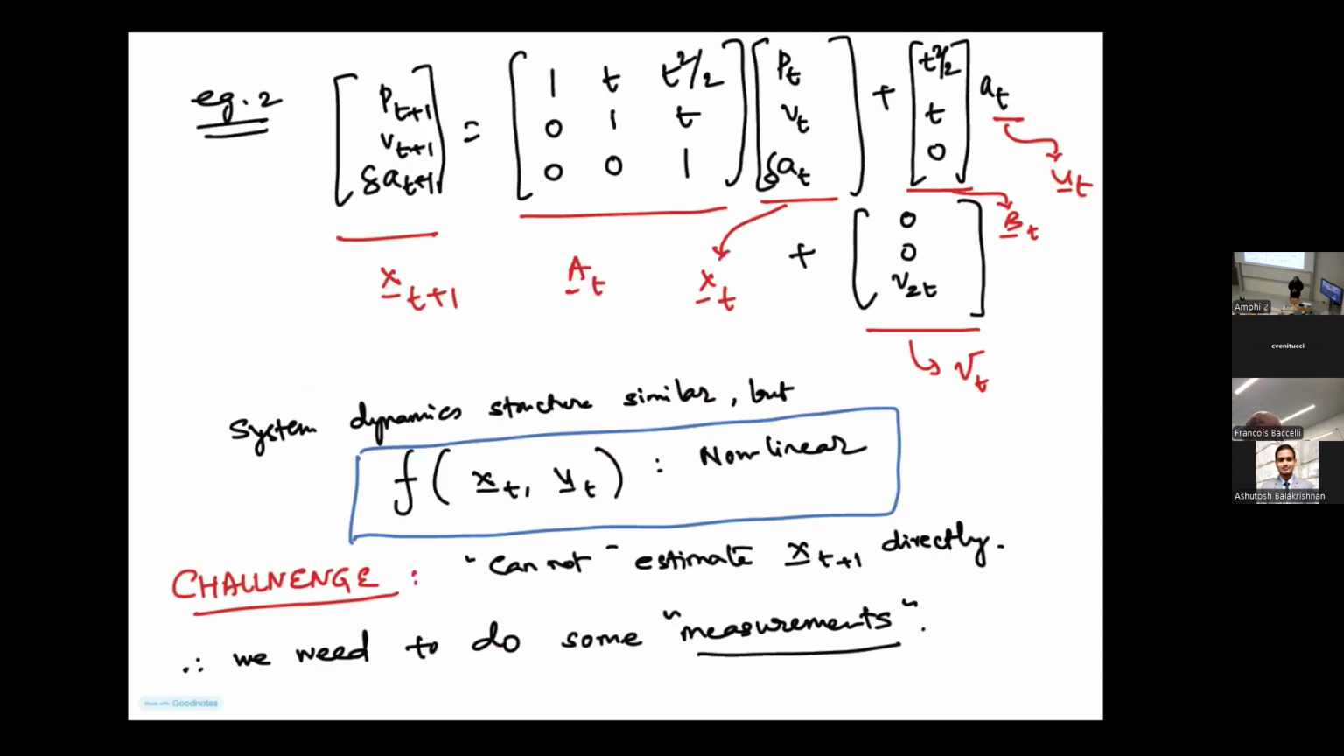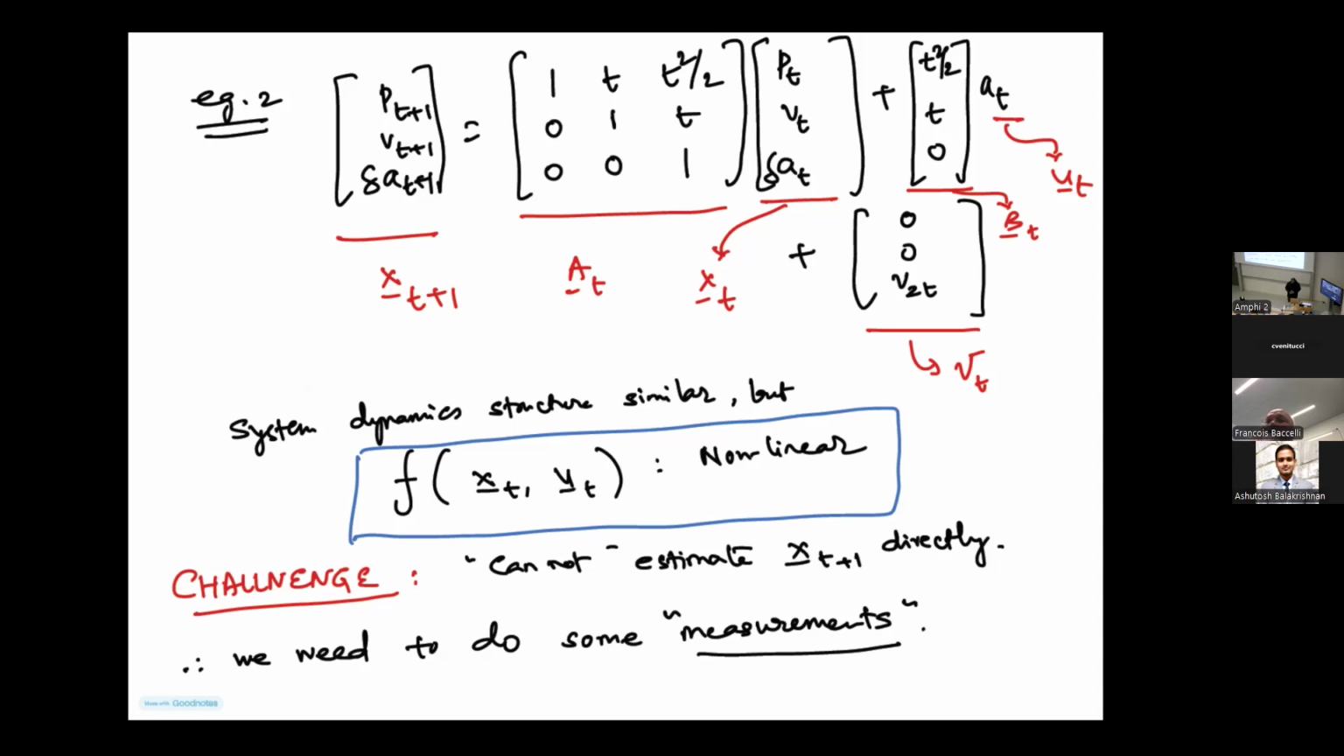Let me take another example. Say in this case, we want to measure the acceleration in addition to the velocity. So similar to the previous one, we have the system dynamics, but the difference is that now the matrix A xt plus B ut is no longer linear, but it is now non-linear in time because there is a t square component which is involved.